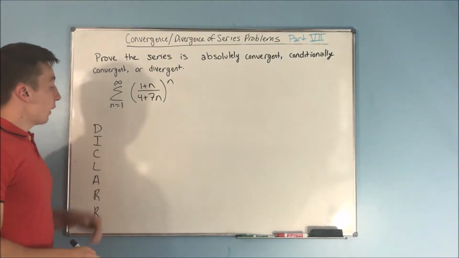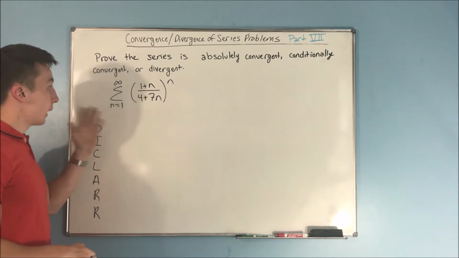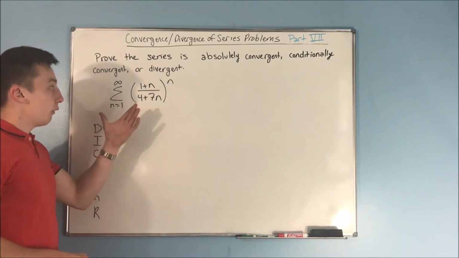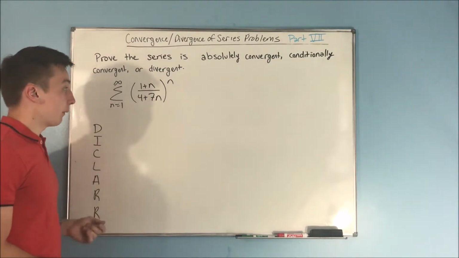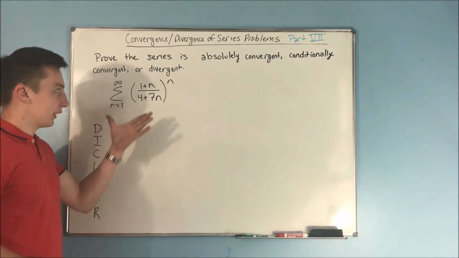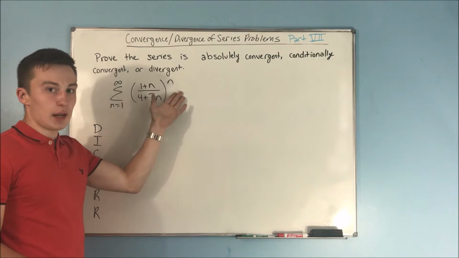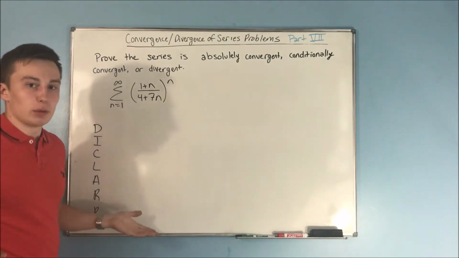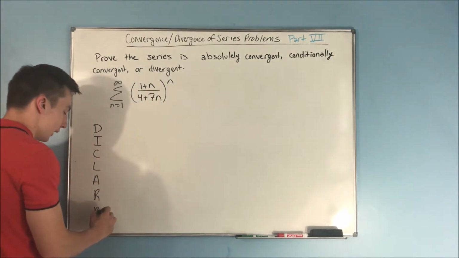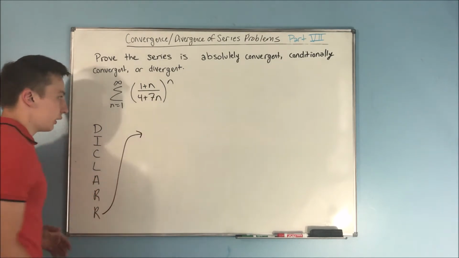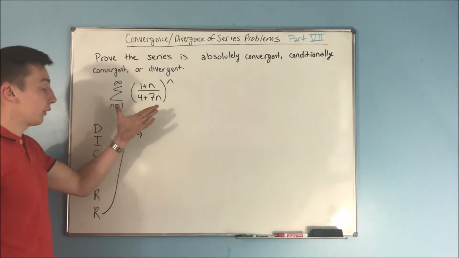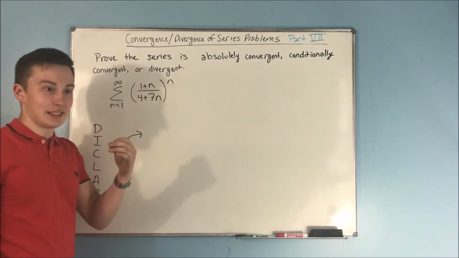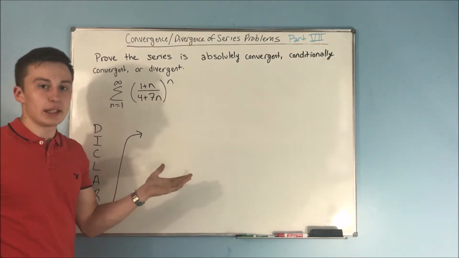Alright, and we have our next series up on the board here, the sum from n equals 1 to infinity of 1 plus n over 4 plus 7n all to the n power. Now, when you see something like this, everything raised to the n power, then you skip right to root test. So there are definitely cases in which you should skip to ratio test or skip to root test. When you have a root test, it's pretty much a dead giveaway.